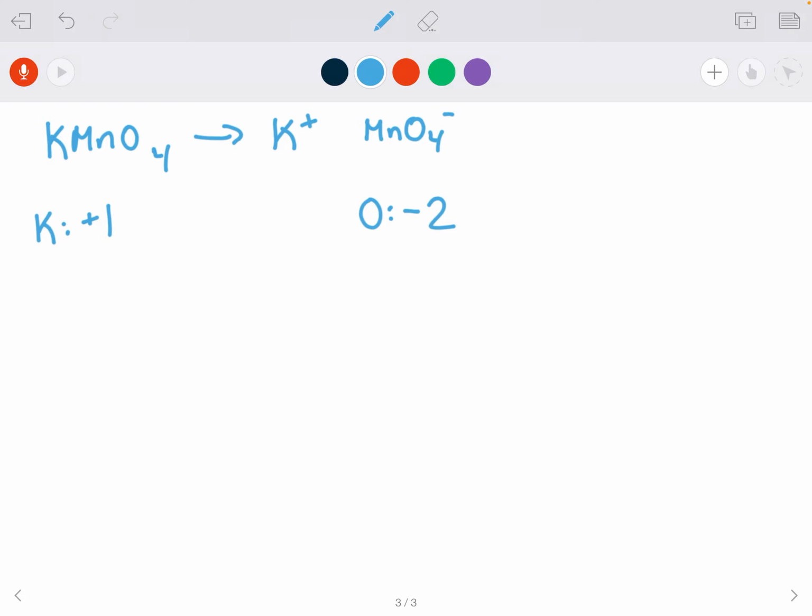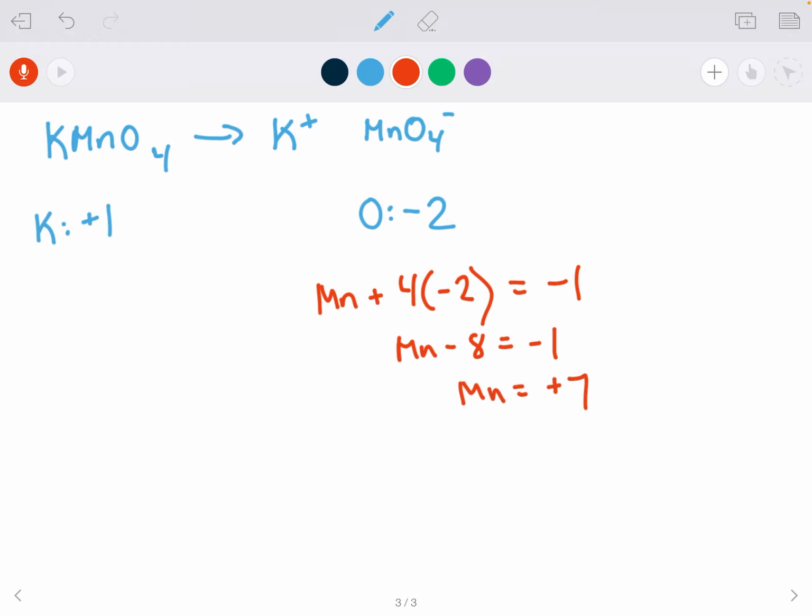So now the overall charge of the permanganate is minus 1. So if I do manganese plus 4 times negative 2 equals minus 1, I get manganese minus 8 equals minus 1, so manganese is plus 7 oxidation state. That's the only way we can calculate it, unless we either know the structure of the permanganate and draw out the structure and count the bonds and assign the electrons, or this is an easier way to do it, knowing that oxygen is going to be minus 2 here.